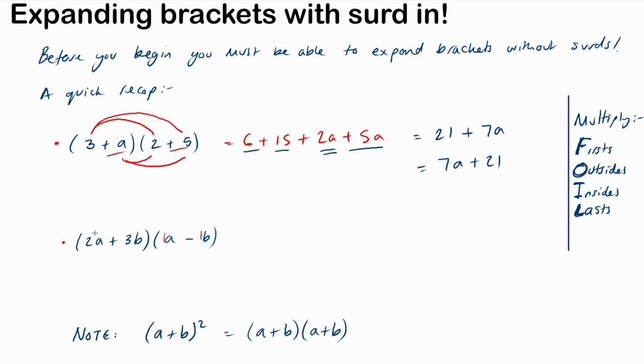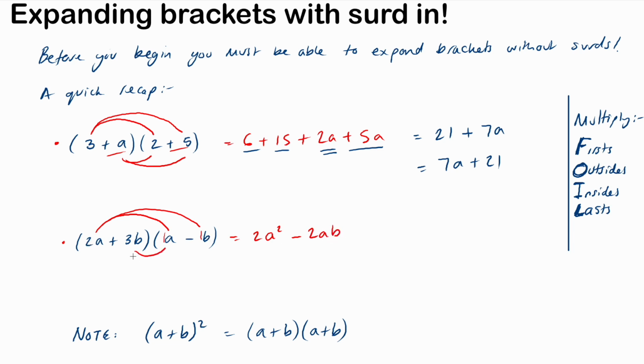So now we're looking at multiplying the firsts. So it's 2 times 1, which is 2. And a times a is a squared. Then we are looking at the outsides. So 2 multiplied by negative 1 is negative 2. A times b is just ab.